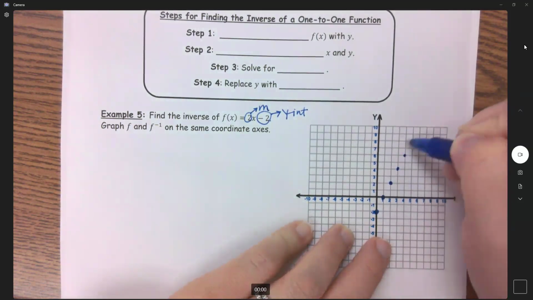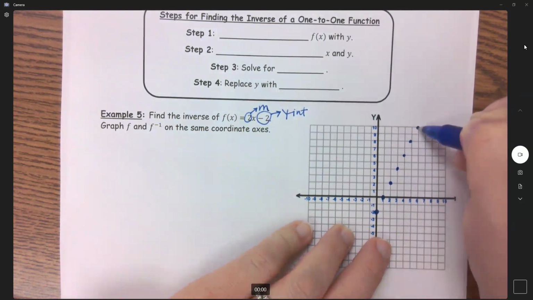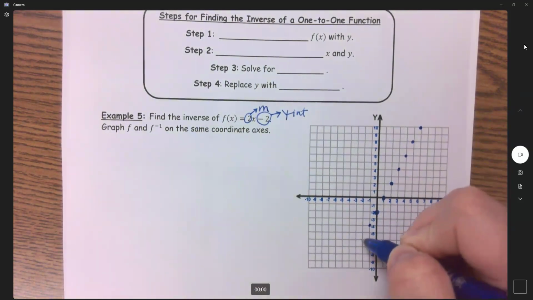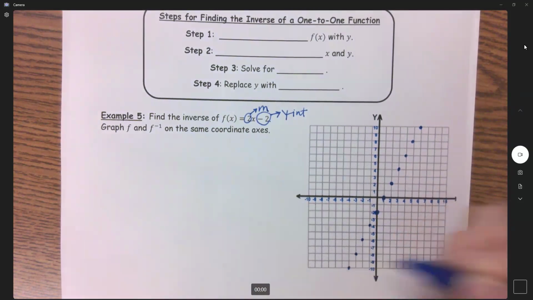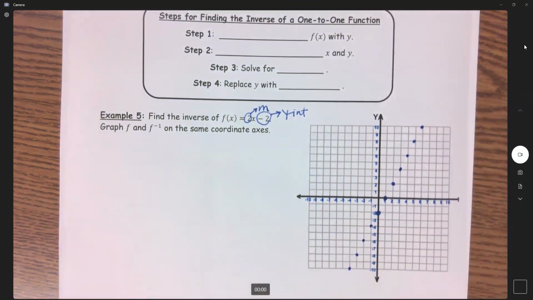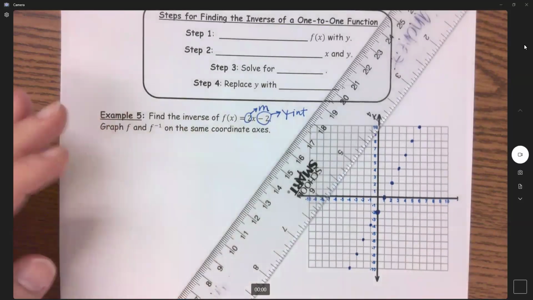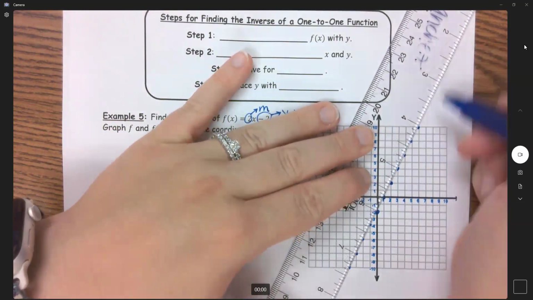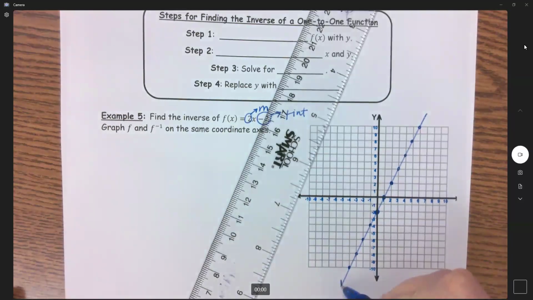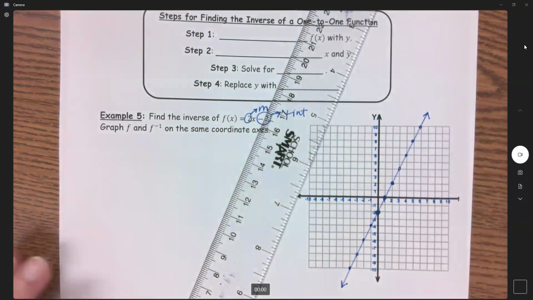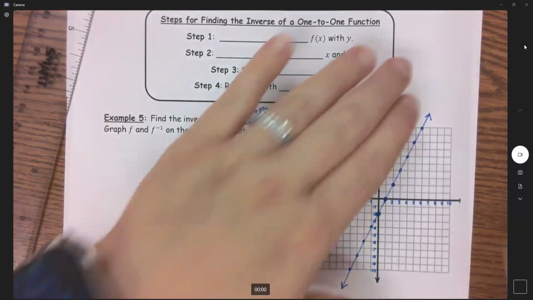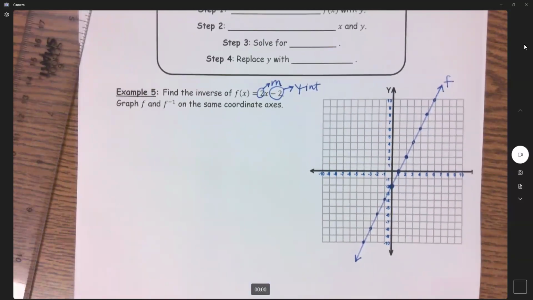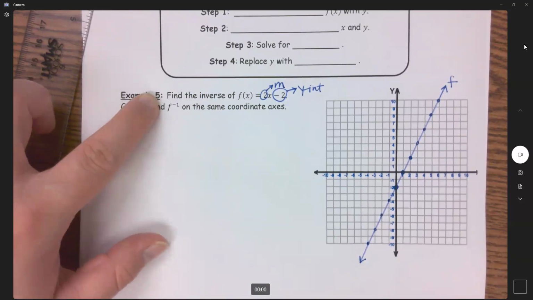We need a positive slope here. And I'm going to do that the entire way. And now I'm going to go back the opposite way. So down 2 to the left 1. Right there. Here is my graph. And because we're going to use this graph for more than one function, we need to label it. So I'm going to label this as f, my original function. So now we need to find the inverse and then put that graph on here.